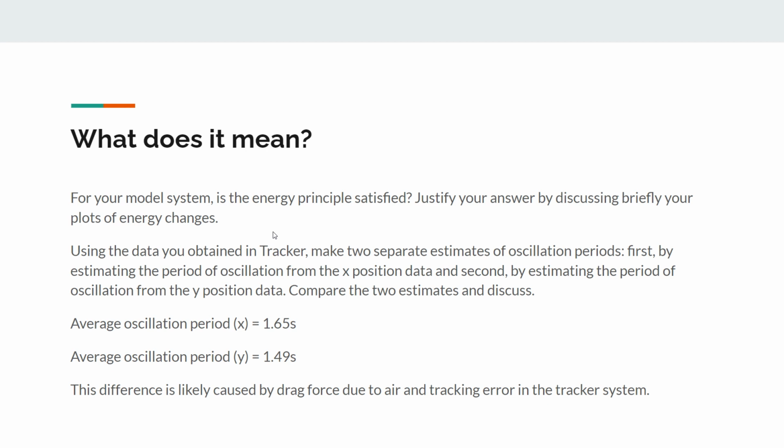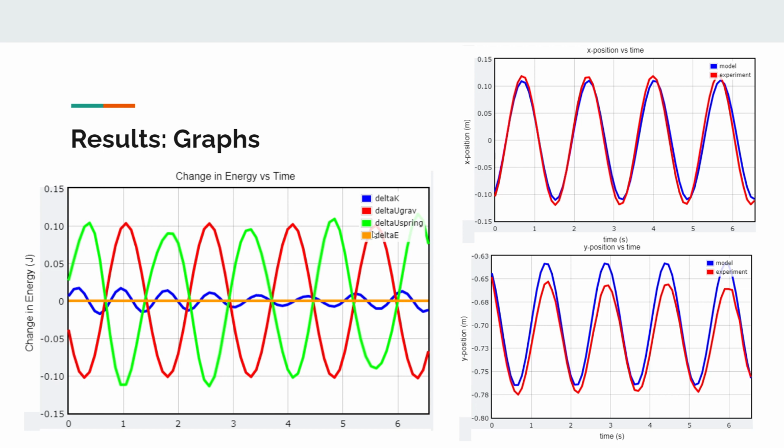For your model system, is the energy principle satisfied? Yes, it is satisfied. As you can see, the total change in energy is always equal to 0 because the sum of these three energies, the potential energies and the kinetic energy, is equal to 0.